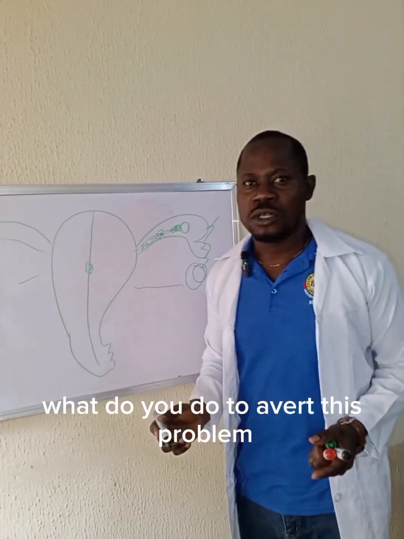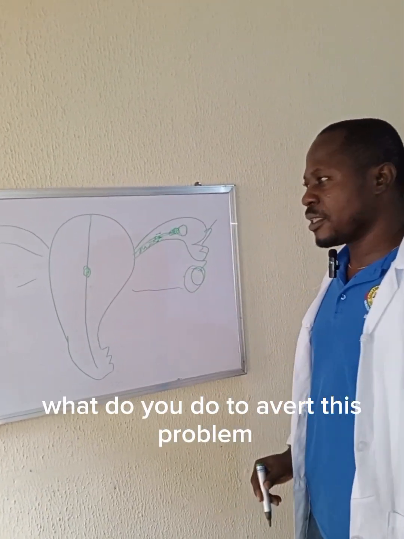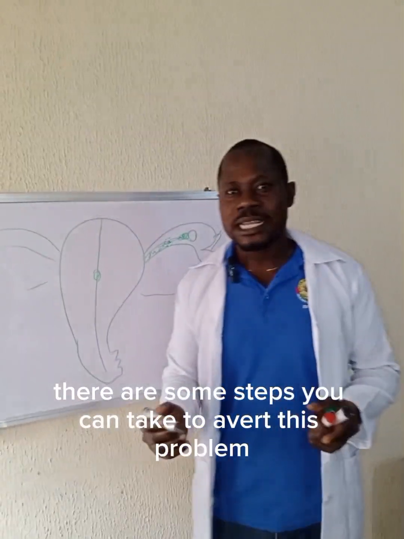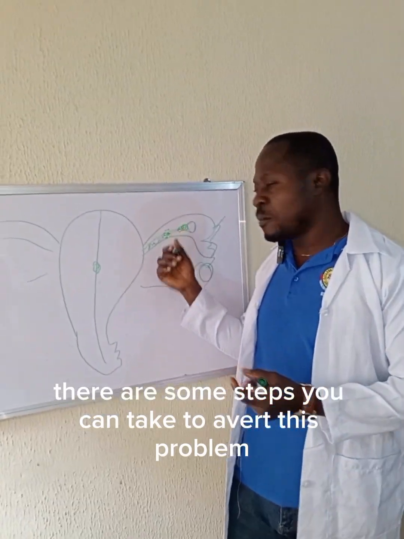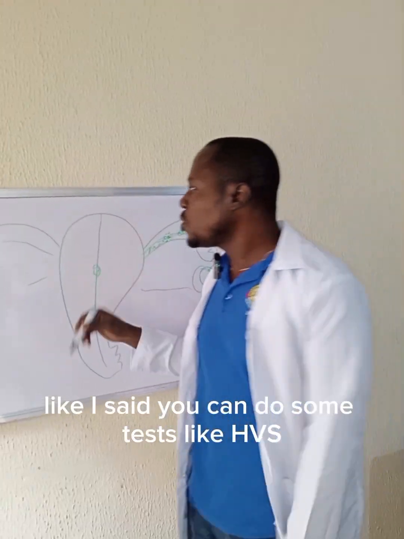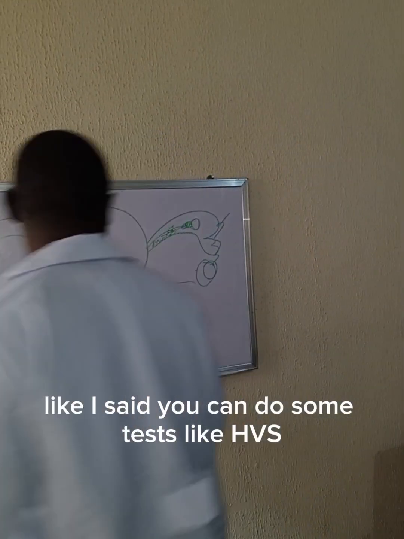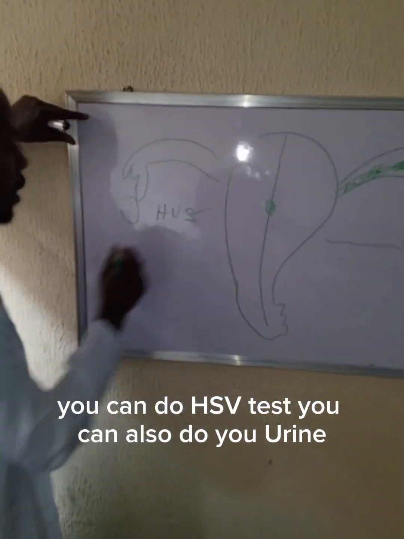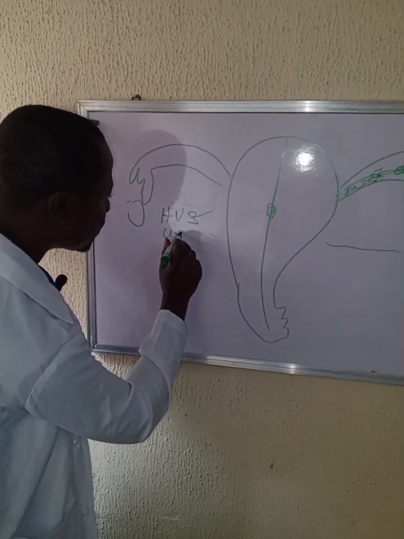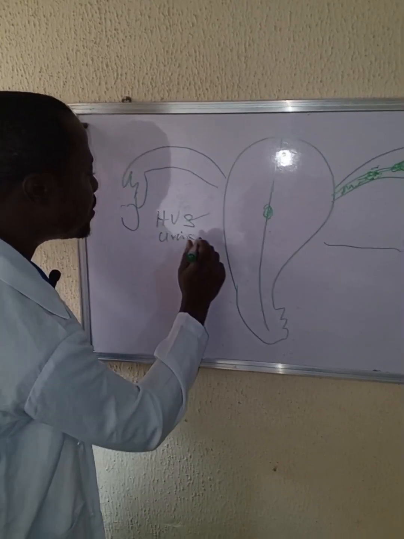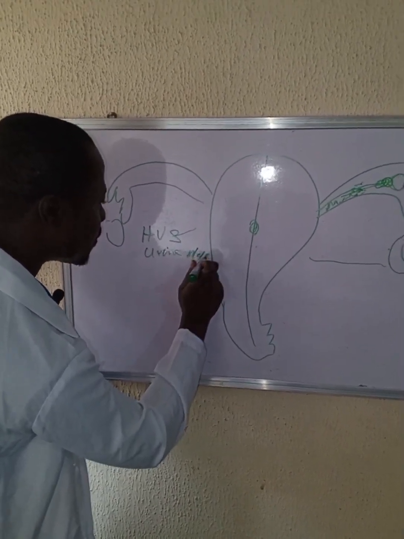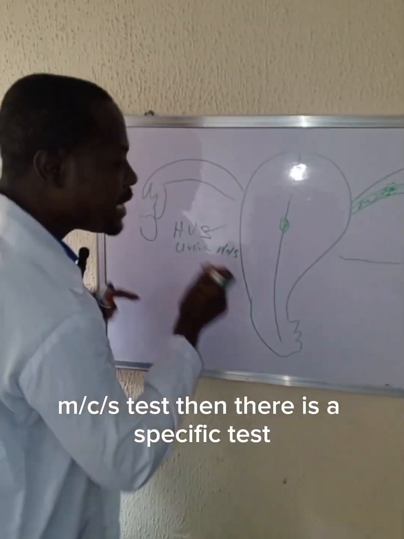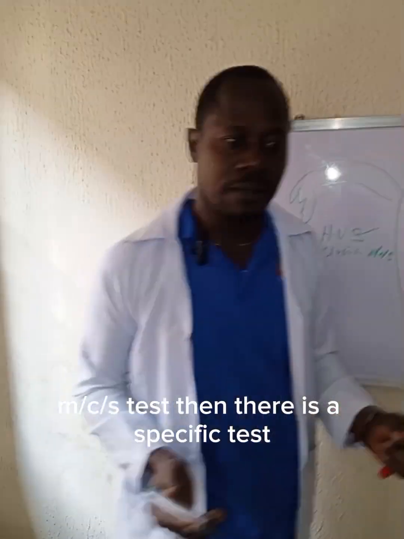So what do you do to avert this problem? There are some steps you can take to avert the problem. Like I said, you can do an HBS test. You can also do a urine MCS test.